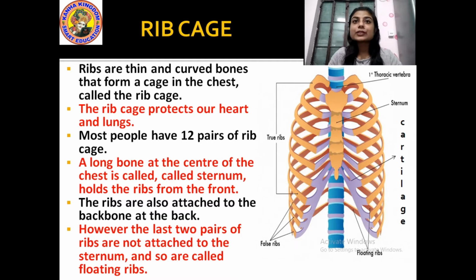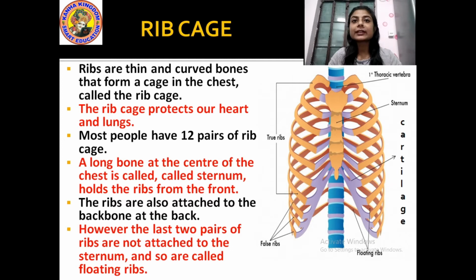The rib cage protects our heart and lungs. And what does it protect? It protects the soft internal organs that are present inside our body, that is heart and lungs. Where are our heart and lungs present? In the chest, right? And those soft organs, the heart and lungs, are protected by this rib cage. Then most people have 12 pairs of ribs. How many pairs of ribs are present in a human? 12 pairs.